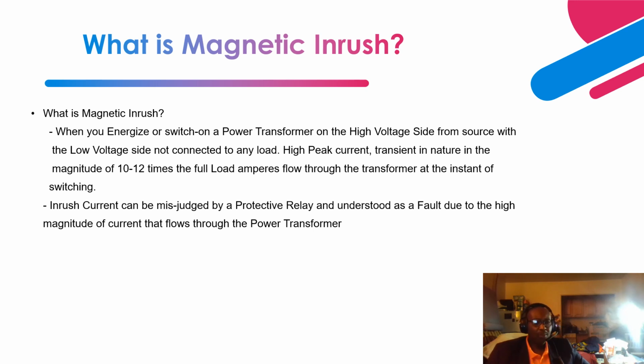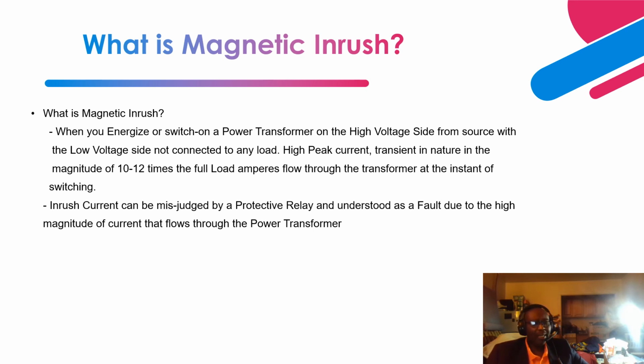As such, because of this high peak current, between 10 to 12 times the full load amperes or up to 30 times the full load amperes, the protective relays, the differential protective relays, will misinterpret it or mischaracterize it as a fault current.